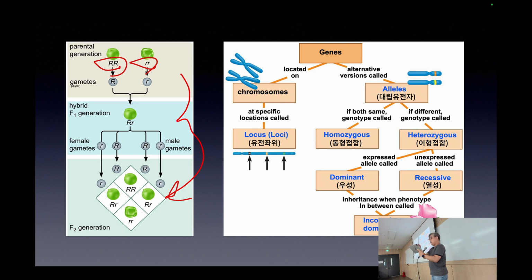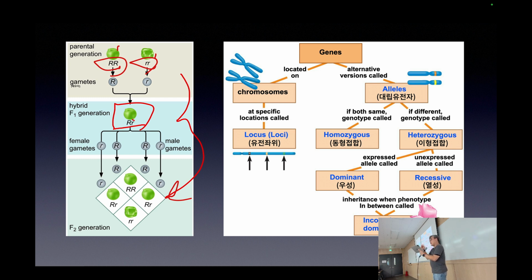For each gene, the capital letter represents the dominant allele, and the small letter represents the recessive allele. And since you're diploid, you have two of these. So these parents were all homozygous. If you cross these two homozygous individuals, every offspring, no matter how many children you generate, will be heterozygous for that particular character.